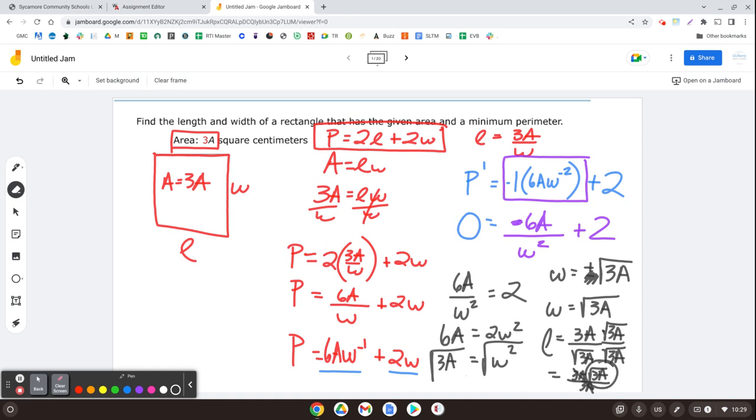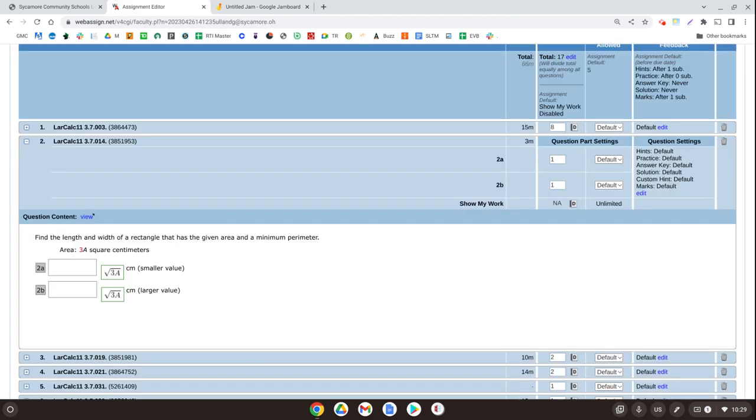So that's kind of a tricky question. If you did it with numbers, you guys would probably all be fine with it. So then you get W and L are both radical 3A. That is the minimum perimeter. And let's check it. And boom, there you go. Hope that helps.